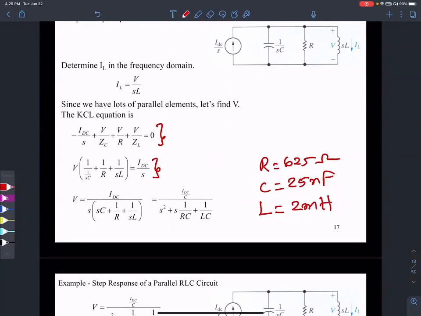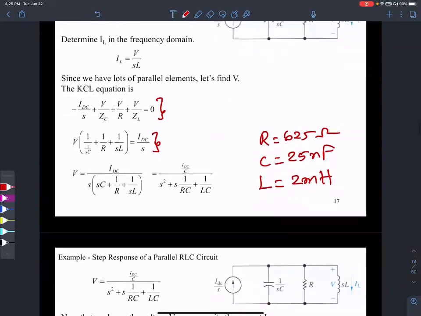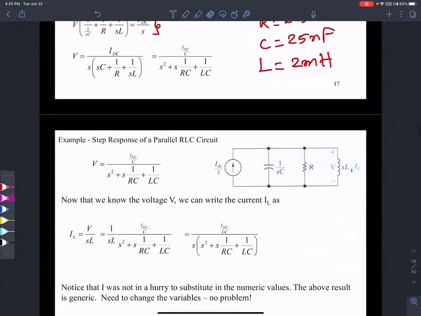Okay, so the idea is you can do all your calculations and simplifications using the symbolic values, symbolic terms, R, L, and C. And then later on, towards the end, plug in the values.